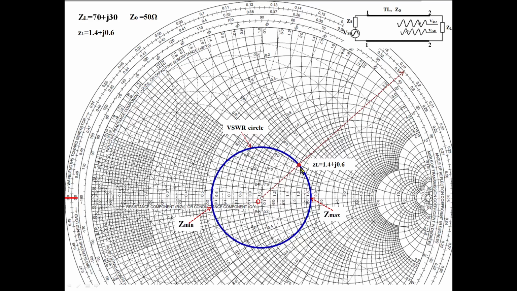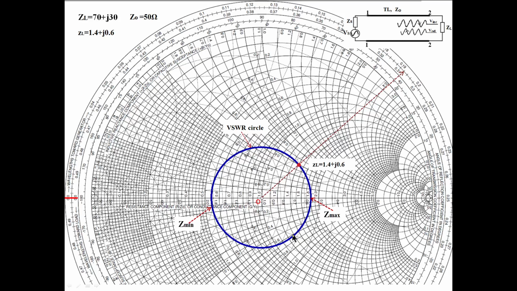Once we draw the VSWR circle, from the load point ZL we have drawn a VSWR circle like this. From the load point, you move towards the generator over the VSWR circle, moving in the clockwise direction. From the load point, move over the VSWR circle in the clockwise direction.